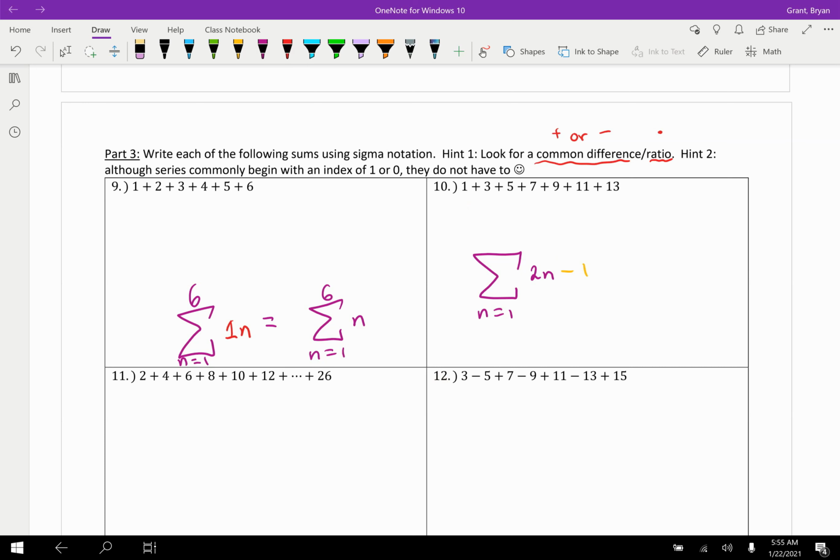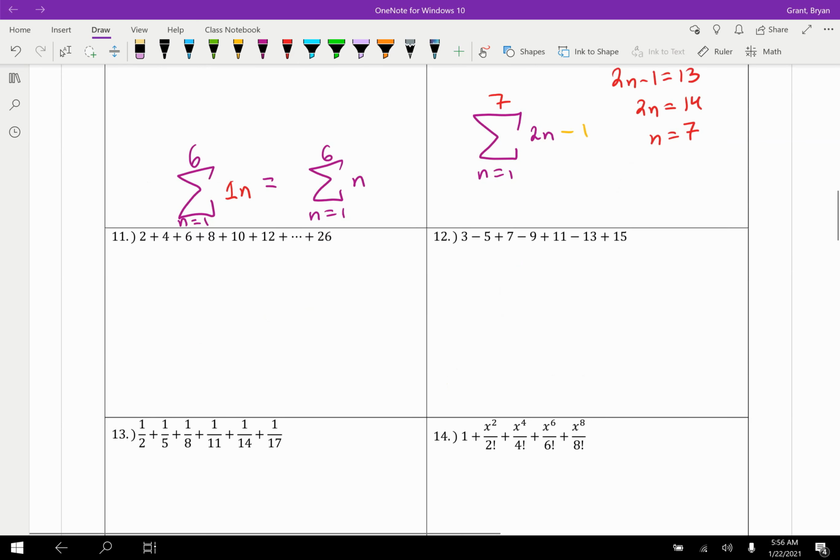How do we stop? Well, the easiest way to do it if you start at 1 is to just count 1, 2, 3, 4, 5, 6, 7, right? And then check. 14 minus 1 is 13. The other way you could do it is you could take your formula and set it equal to 13, right? Add 1. That'll give us 14, divide by 2, and we find that 13 is the 7th term. Okay, so let's move on.